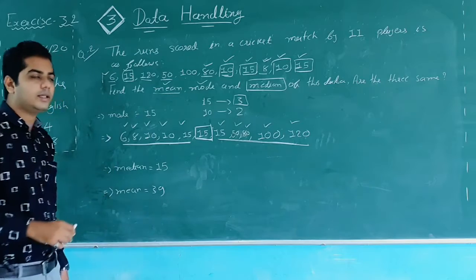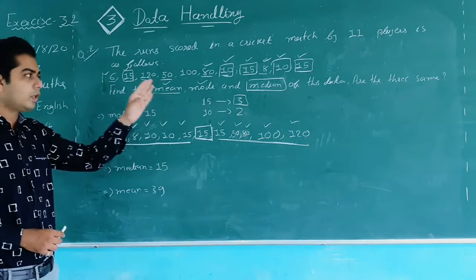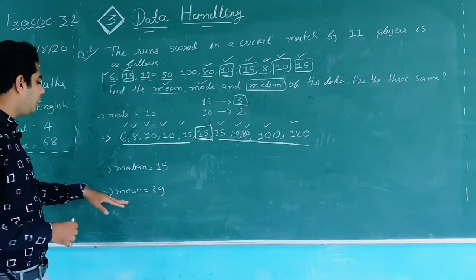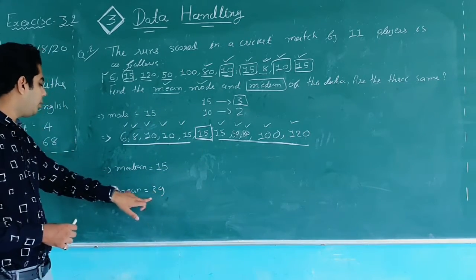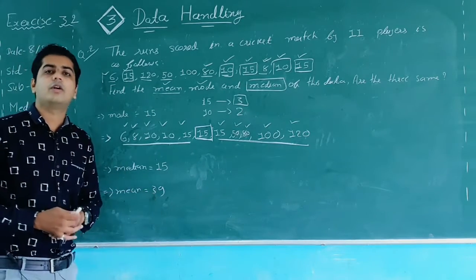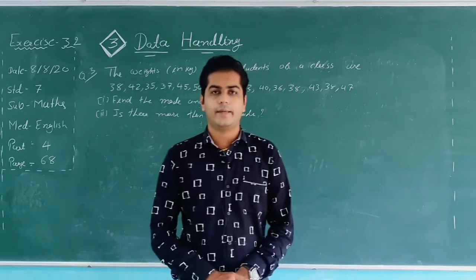क्योंकि 11 प्लेयर्स थे और 11 प्लेयर्स का डेटा था। सो दैट बाय 11 डेटा इज देयर। सो नाउ सम ऑफ द डेटा डिवाइड बाय नंबर ऑफ द डेटा। सो सम ऑफ द डेटा और डिवाइड बाय नंबर ऑफ डेटा करने पर हमको मिला मीन 39। सो दैट्स हाउ यू कैन डू द क्वेश्चन नंबर 2। नाउ मूविंग ऑन द नेक्स्ट क्वेश्चन। ओके, so students, moving on to the next question.